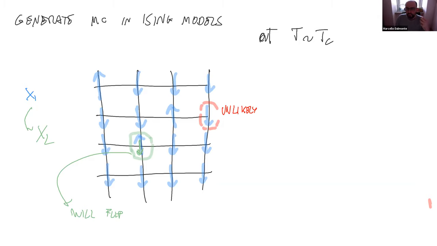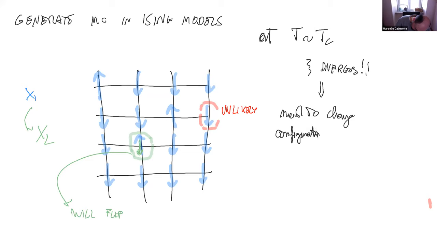While at very low and very high temperature, the correlation length is of the order of a few lattice spacings, so it's very short, at T equal to TC the correlation length diverges. This implies that if we modify only locally the spins, it will take a huge amount of time to actually generate two statistically independent configurations. What we instead need to do is change our configurations at very large scales, which looks impossible. So this implies the need to change configurations at large scales.